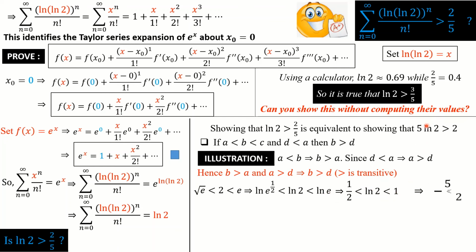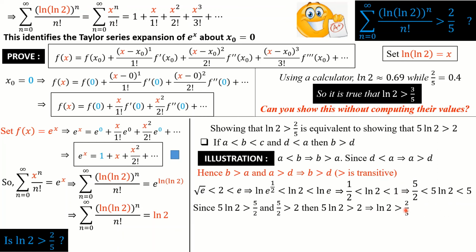Alright, what do I need? I need 5 ln 2. So I multiply all through by 5. Left hand side here, that's the lower bound, we get 5 times 1 on 2 is 5 on 2. In the middle we have 5 ln 2, and then the upper bound we have 1 times 5, which is 5.